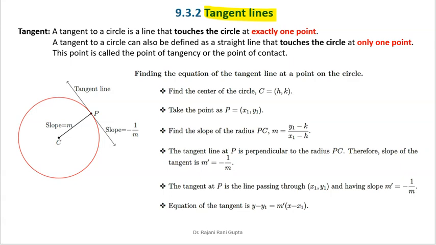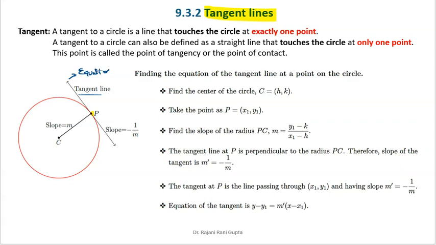So tangent, as you can see in this diagram, is a line which intersects, or we say touches, the circle at only one point. So here the point is P, and this is the tangent line. Generally, what is asked is to find the equation of this line.